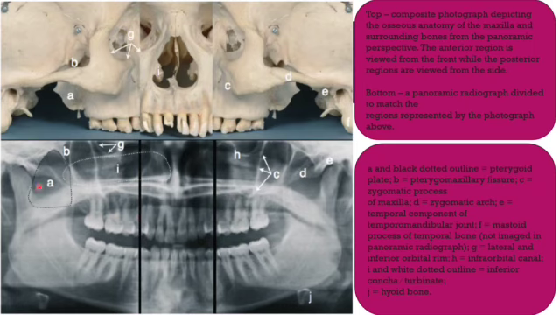So A is nothing but your pterygoid plates. Then B is pterygomaxillary fissure. C indicates the zygomatic process of maxilla, and D is the zygomatic arch, and E is temporal component of the temporomandibular joint. Next, F is the mastoid process of temporal bone, which is not imaged in the panoramic radiograph generally.